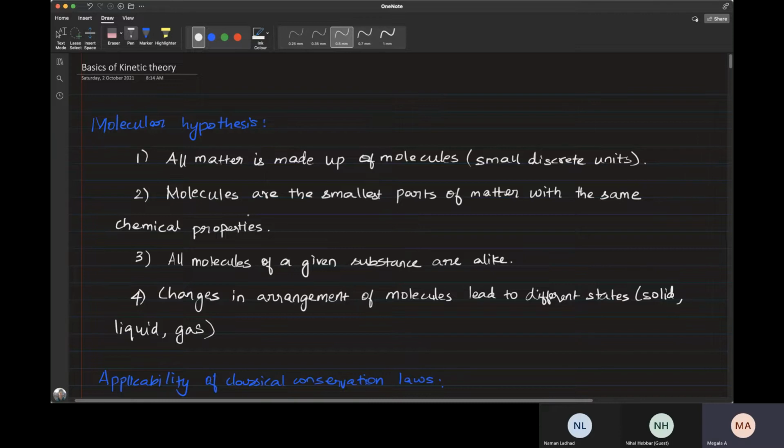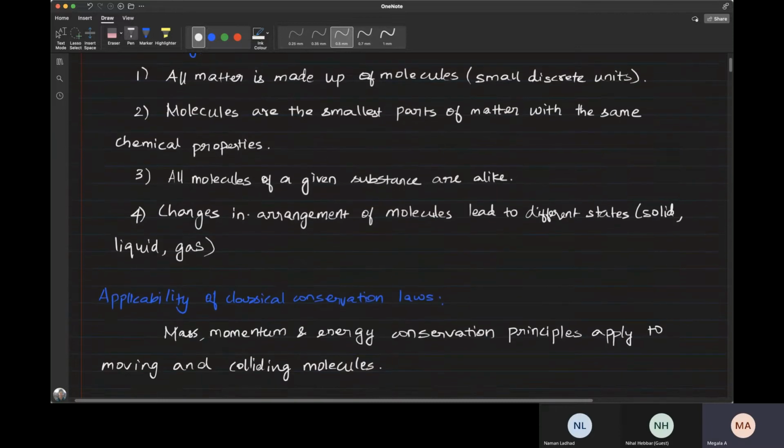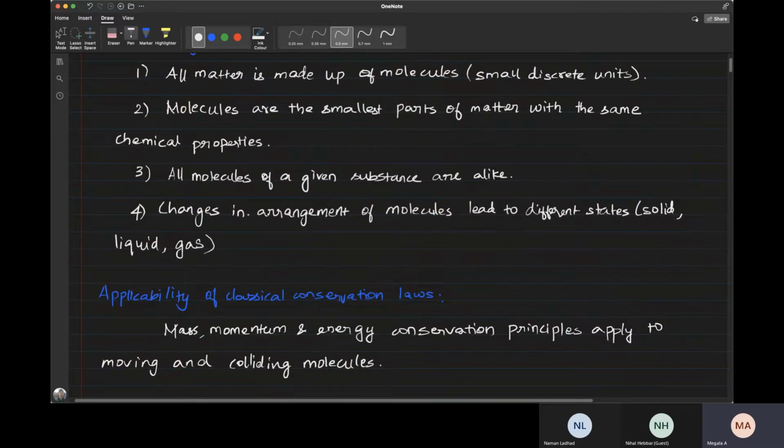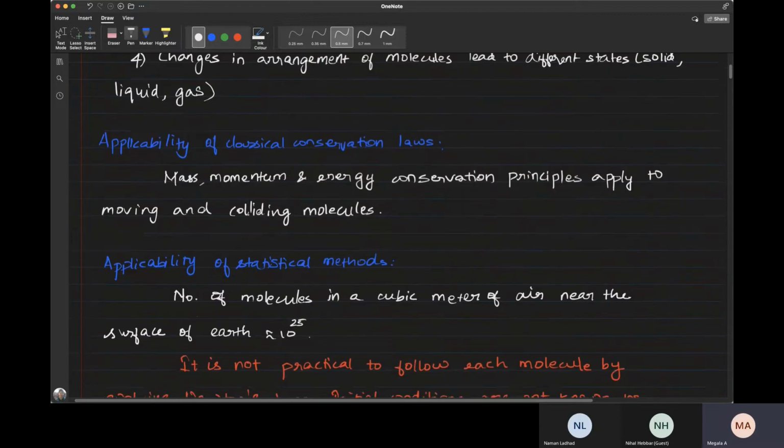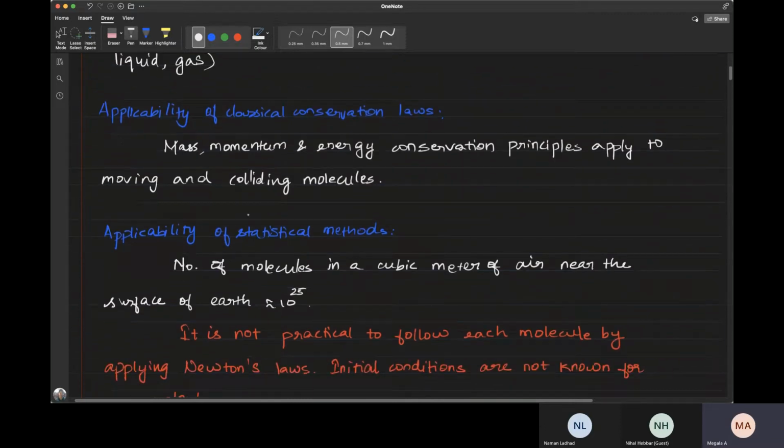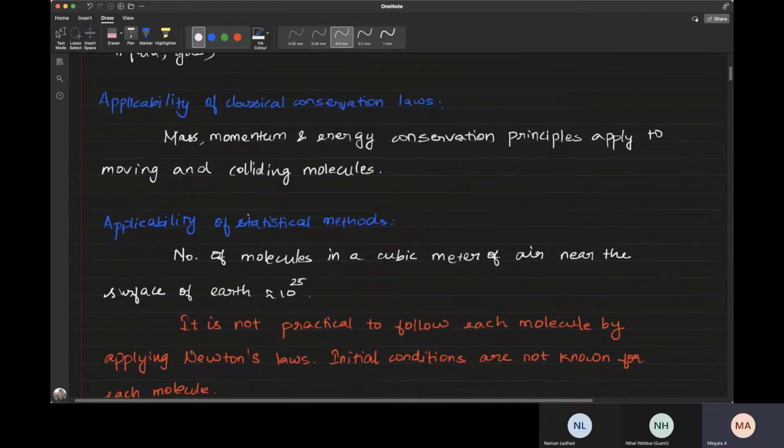And the other one is we already know changes in arrangement of molecules lead to different states: solid, liquid, and gases. And next is the applicability of classical conservation laws. We know that classical conservation laws involve mass conservation, momentum, and energy conservations. So all of these apply to moving and colliding molecules as well. So this is another assumption, and we know that this is true.